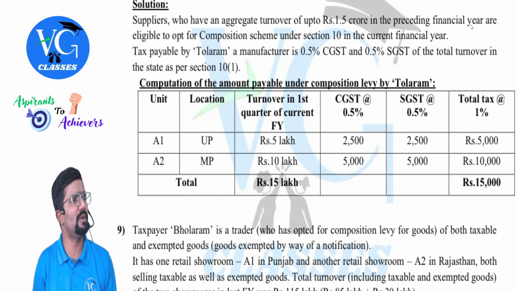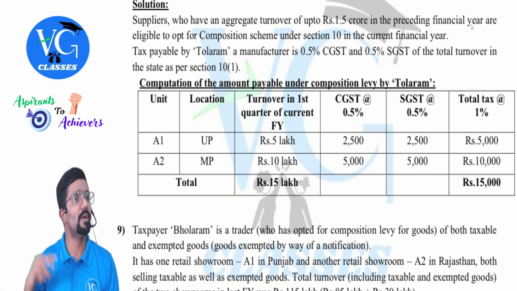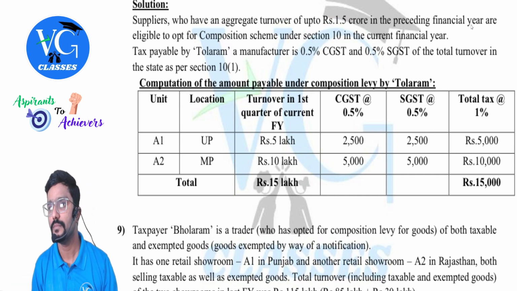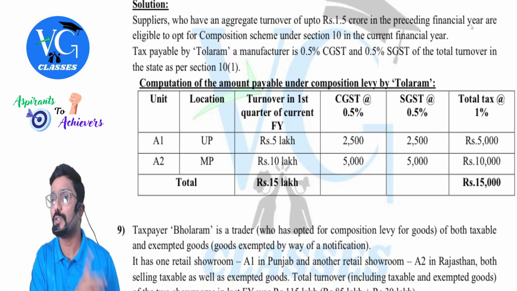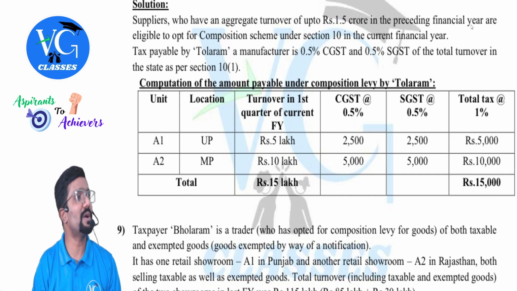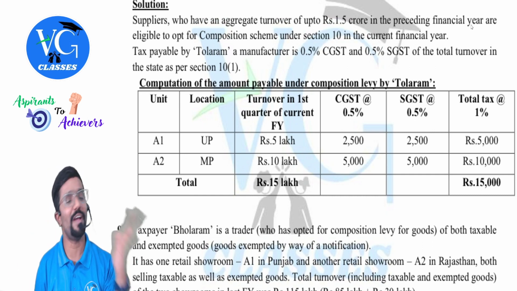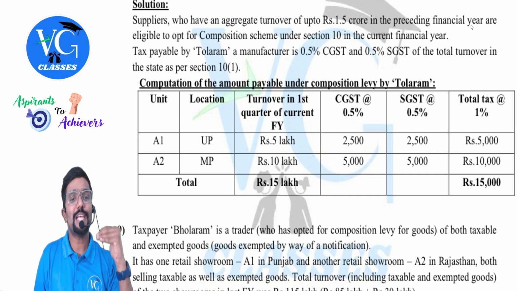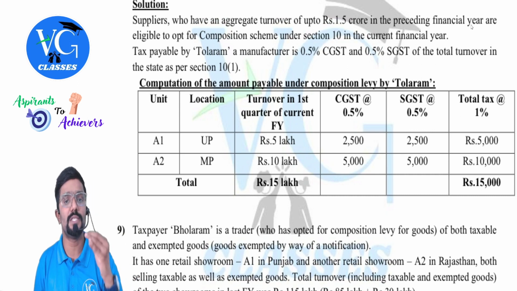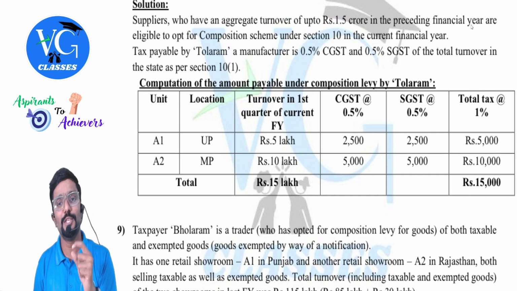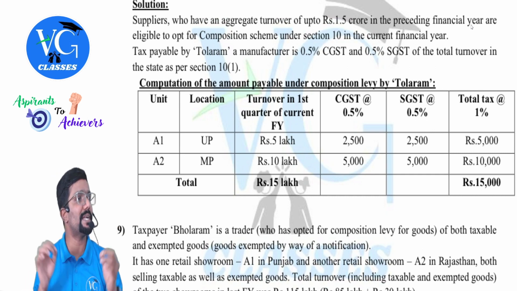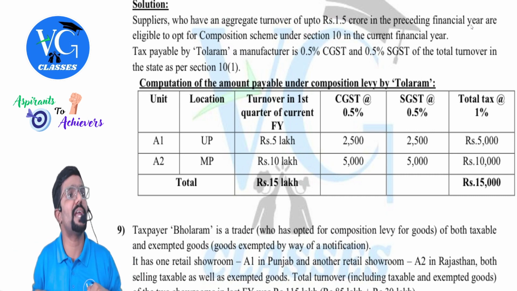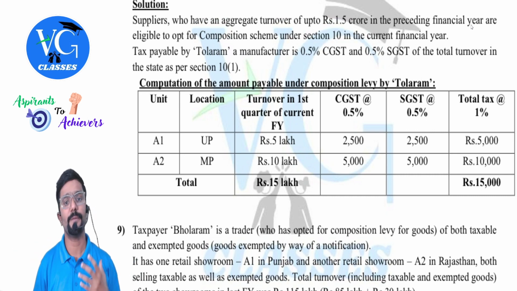Sir, how come you say 1.5 crore? Why not 75 lakh? UP, MP, is it a part of special states? No. So that means what is the limit applicable? 1.5 crore. So the tax payable by Tolaram, a manufacturer, is 0.5% CGST and 0.5% SGST of the total turnover in the state as per section 10(1). When? In the current year.